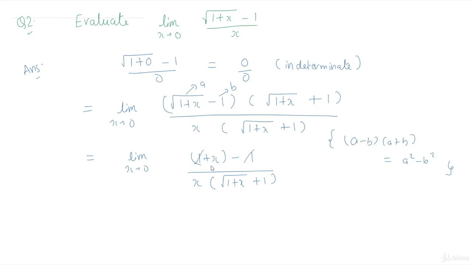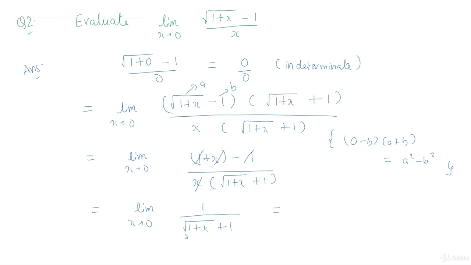The 1 gets cancelled with this 1, and the remaining part, which is x, gets cancelled with this x. Since x is approaching 0, it is not equal to 0, so we can cancel this x. The remaining part is the limit as x approaches 0 of 1 over (√(1 + x) + 1).